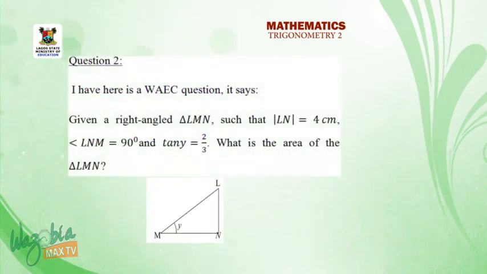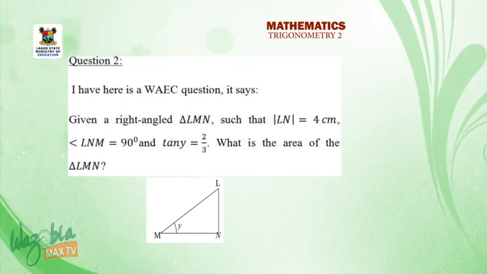Question 2 I have here is a WAEC question. It says, given a right angle triangle LMN such that side LN equals 4 centimeter, angle LNM equals 90 degrees, and tan Y equals 2/3. What is the area of the triangle LMN? Looking at the triangle that you see there, we realize that angle LMN equals Y, is the Y there.